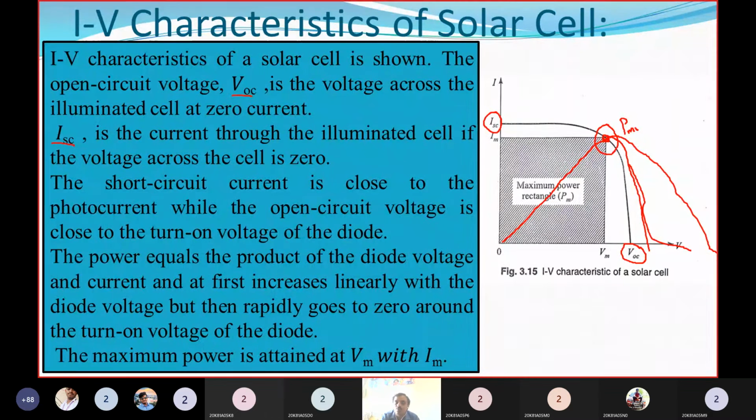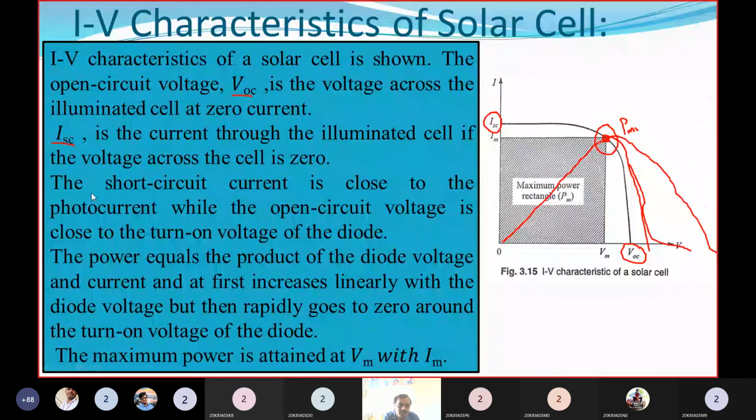Before using it in an application, every material should be characterized. Only then can we know at which points it should be operated to give more power. That's why we are finding the IV characteristics of the solar cell here, to get the operating point.